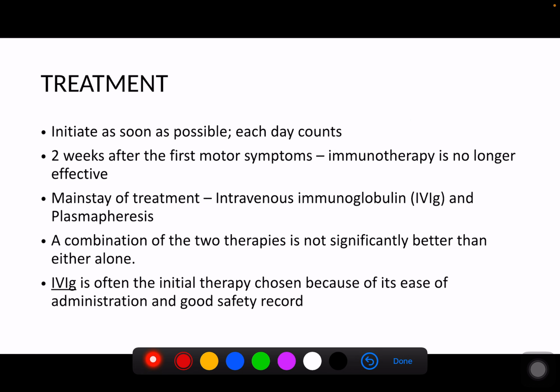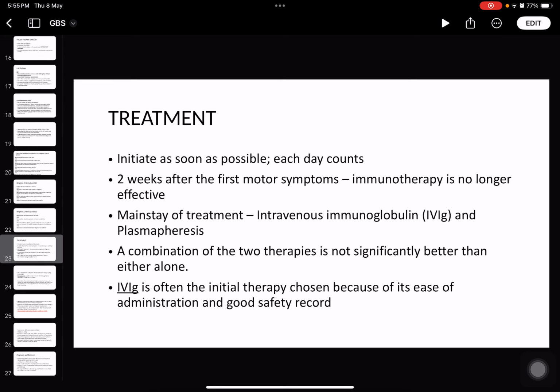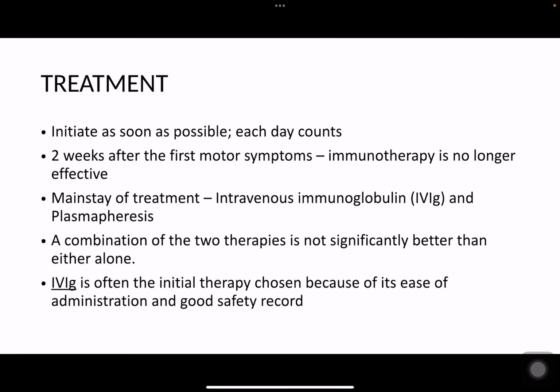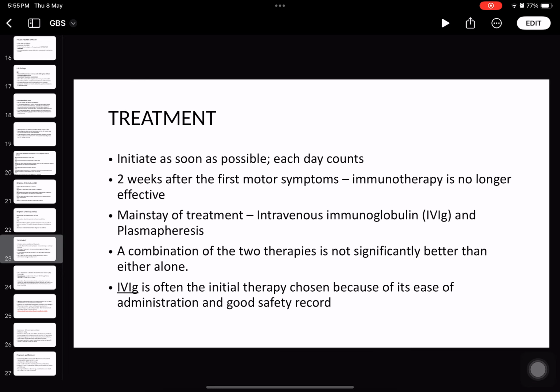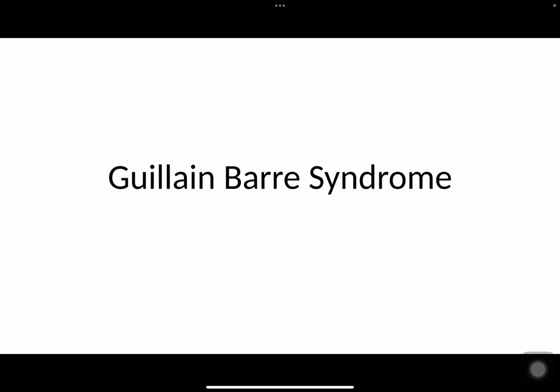Okay, so let's talk about the treatment. It's very, very simple, and we just have 5 slides for treatment. In a nutshell, first of all, let's revise what we have talked about till now so that it becomes slightly easier. Let's revise till the treatment as fast as we can.